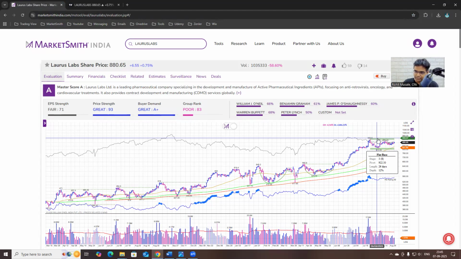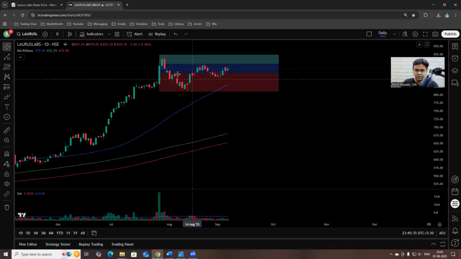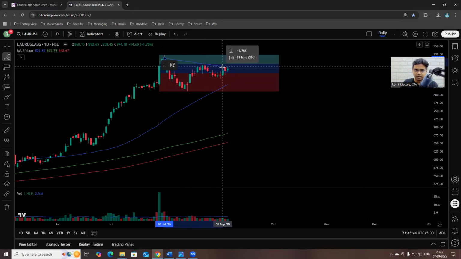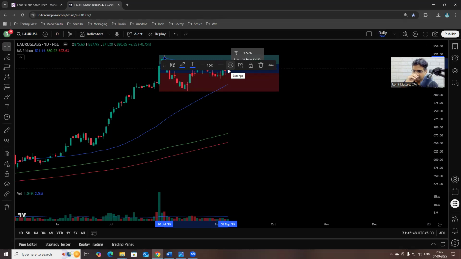Length, it says 26 days. Let's see from here till here. So how do you measure? I think from here till here. So 25 bars. Yeah, so roughly 26 days. So it's talking about length and the depth. I hope you understand that.